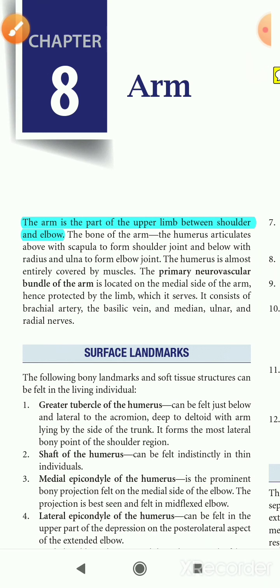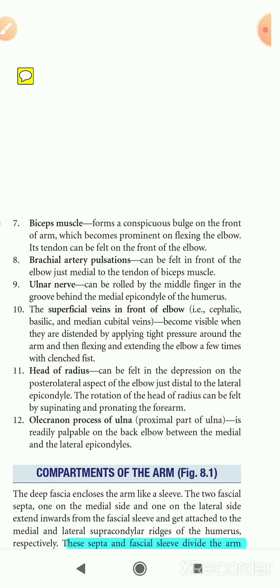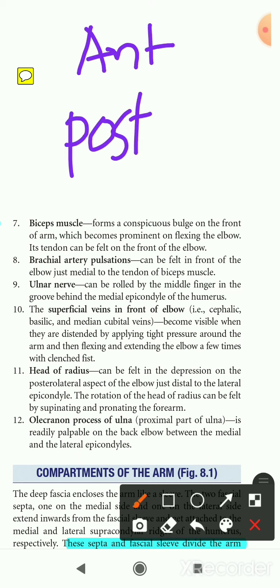The muscles of the arm can be divided into two compartments. They are arranged in two compartments. One is the anterior compartment and the other is the posterior compartment. In the anterior compartment of the arm there are three muscles, and in the posterior compartment there is only one muscle.